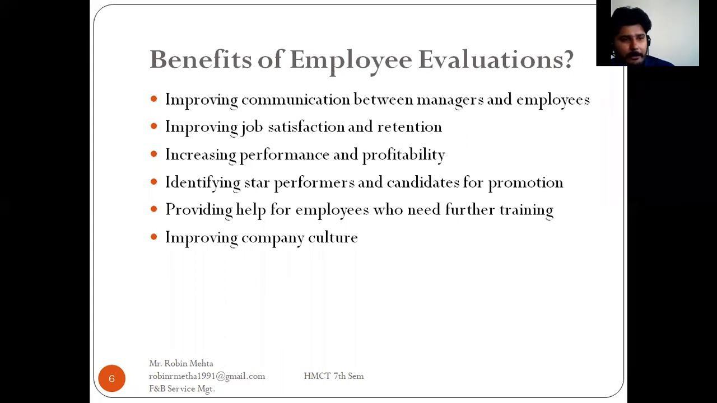After evaluating all the employees, we pick the star performers, give certification and appraisals on the basis of performance, and also promote them. Somebody on level 2, we promote to level 1; somebody on level 3 or on the operational level, we promote to senior or maybe middle level. So by employee evaluation, we can do better for our employees. And next, fifth point, providing help for employees who need further training.